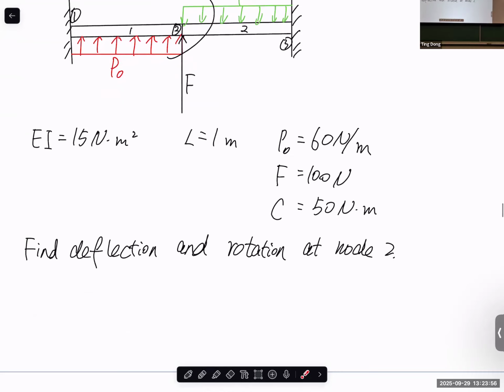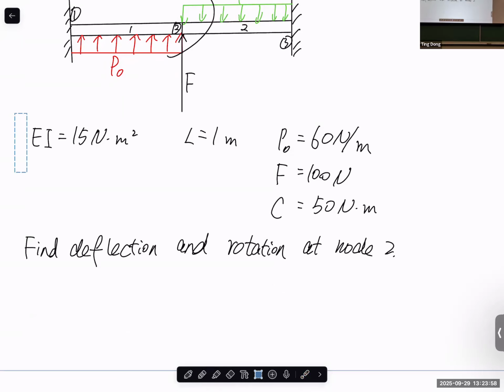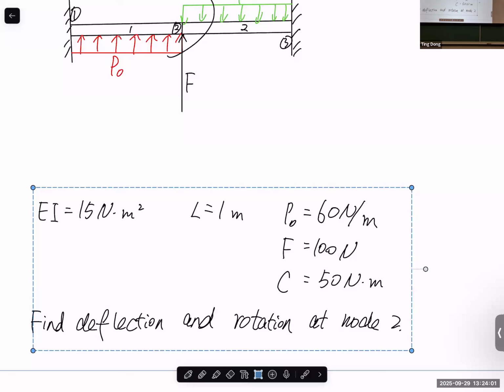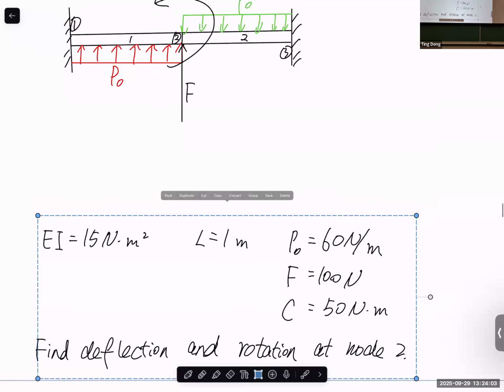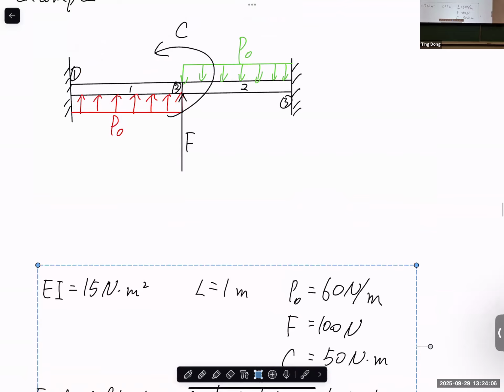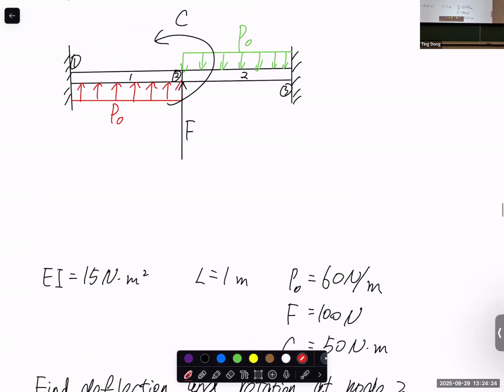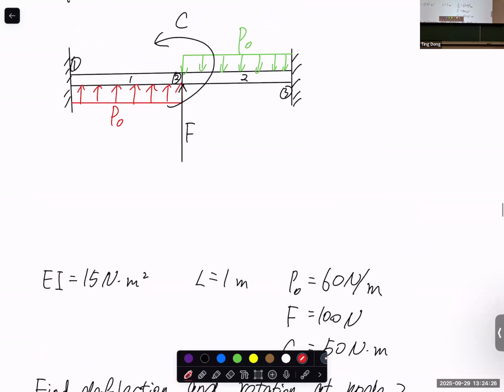So let's do it one by one. For element 1, for the F and C applied to node 2, in the end we can just add that term into the corresponding F2 and C2. But for the uniform distributed force applied on element 1 upward, P naught, we need to find the equivalent nodal force first. So what is the equivalent nodal force? Anyone? What is the equivalent nodal force?